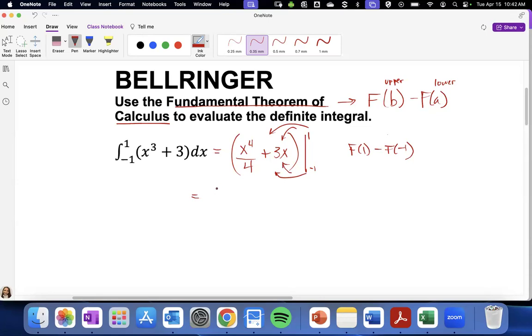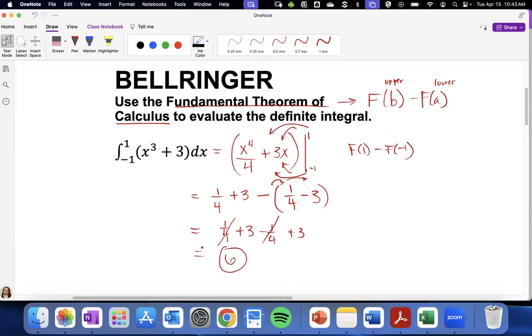So 1 to the 4th is just 1, so 1/4, plus 3 times 1 is 3, minus parentheses, right? What's -1 to the 4th? +1. So 1/4, and then minus 3, right? 3 times -1? Yeah. Okay. So then I would just distribute this in my head a little more: 1/4 plus 3 minus 1/4 plus 3. What's my answer? 0. Well, 6. 6. Yep.